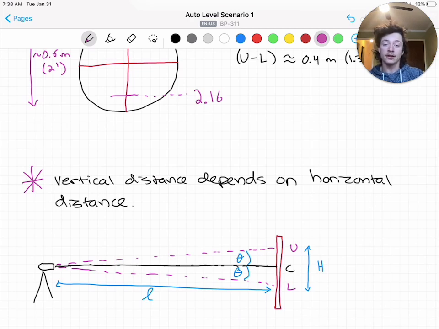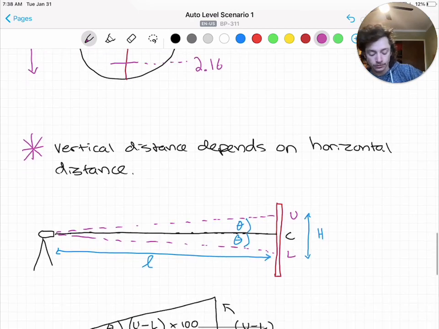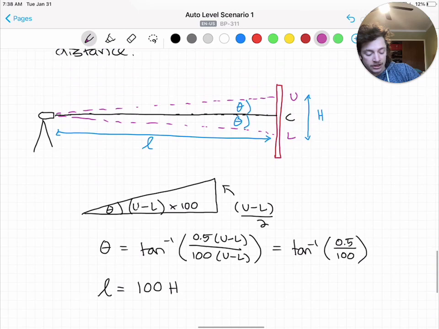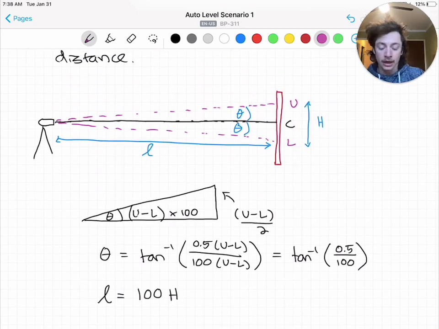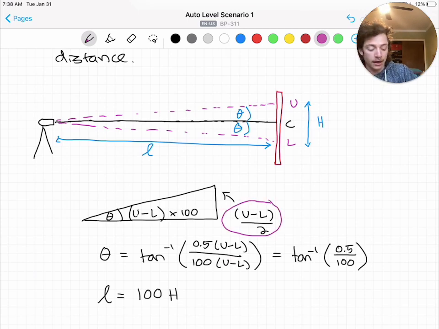But be careful. The main lesson is to be careful because using the stadia hairs to approximate vertical distances will always depend on how far you are away from the object you're sighting. And I've done a short derivation here for you, just to show that if you were to have everything leveled correctly, you'd have your value here as upper minus lower divided by 2.